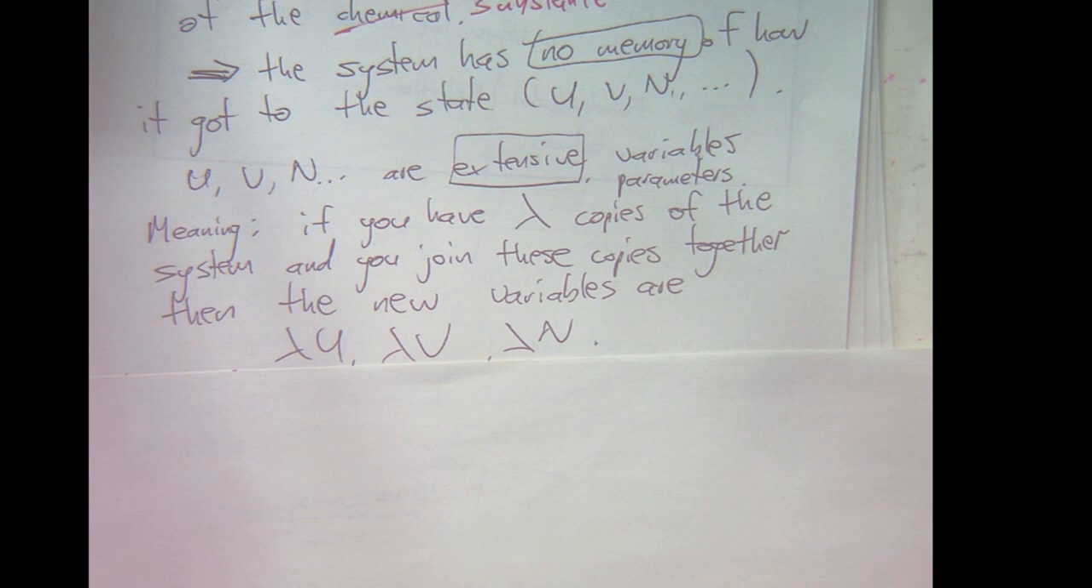Can you think of a variable that does not behave like that? Temperature. If you have a system in equilibrium at a particular temperature, and you add another system in equilibrium at the same temperature to it, so you join them together, and they're both exactly the same thermodynamic states, the volume doubles, the number of moles doubles, but the temperature stays the same. So temperature is not an extensive variable. Temperature is called an intensive variable. Pressure, likewise, doesn't change. Pressure is an intensive variable.